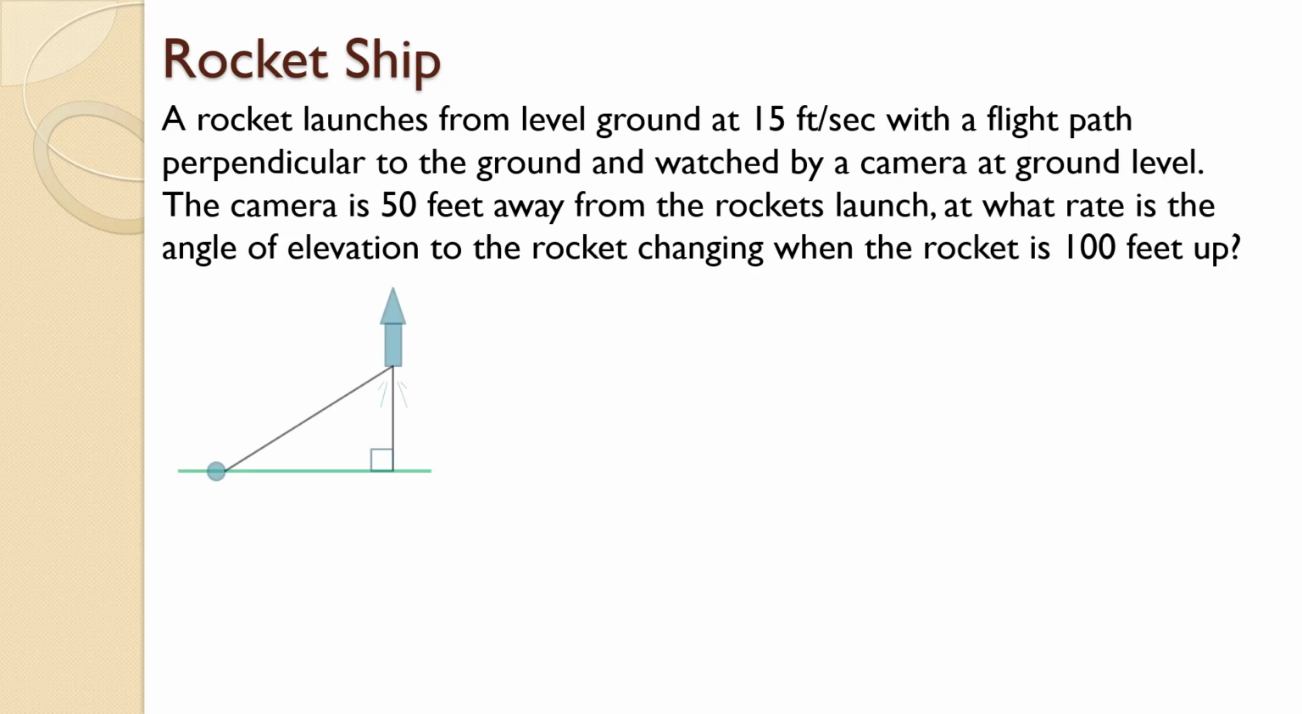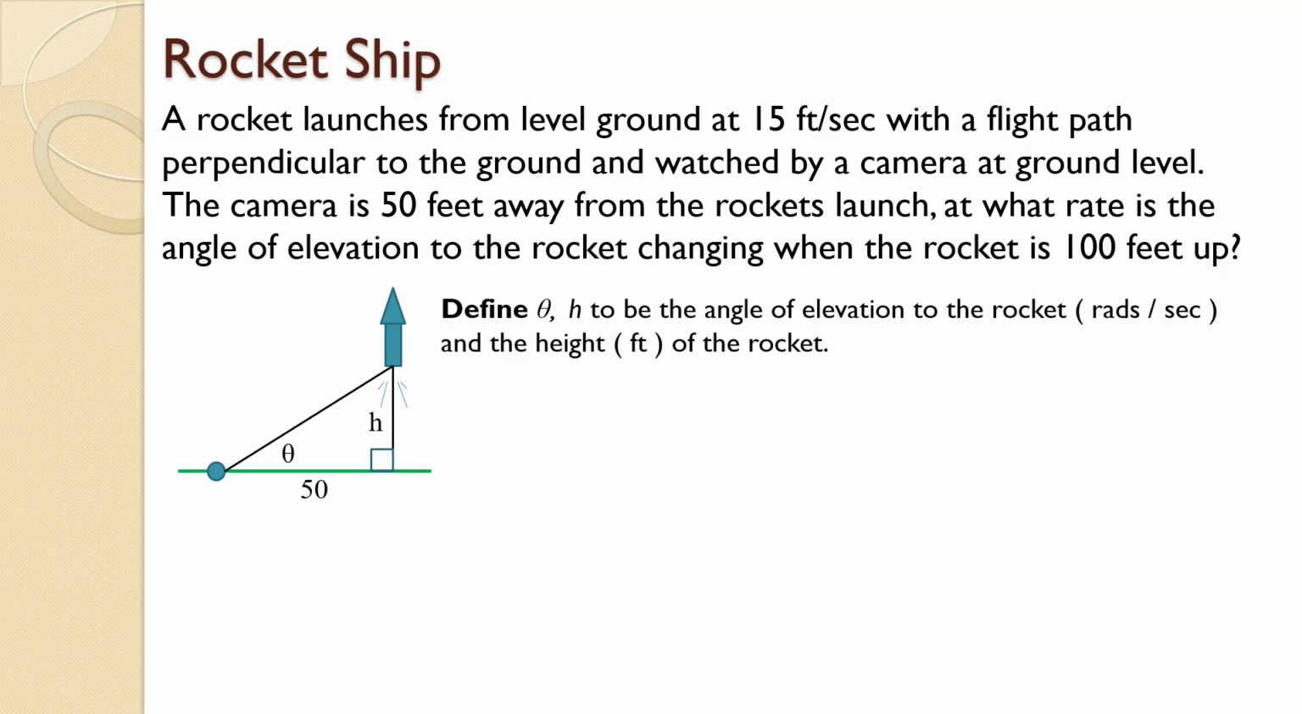So like last time, here's a very generic looking picture of a rocket taking off from the ground. Notice I made the ground flat, level, and I made the camera just be a little dot. Now let's define theta and h to be the angle of elevation to the rocket, and that'd be in radians per second, and the height, and that'd be in feet, of the rocket. Also, because this time it makes it easier to see, I'm going to put those variables into the picture.